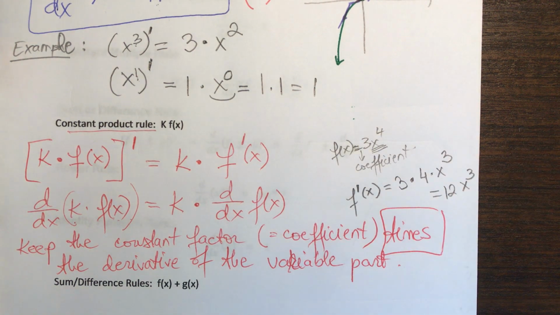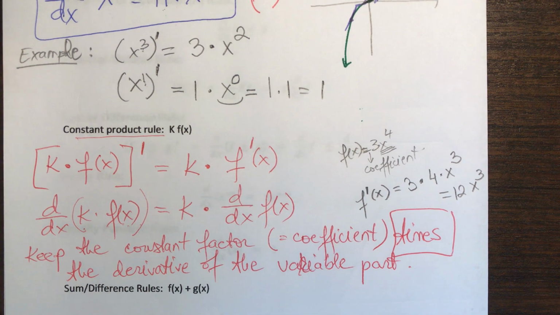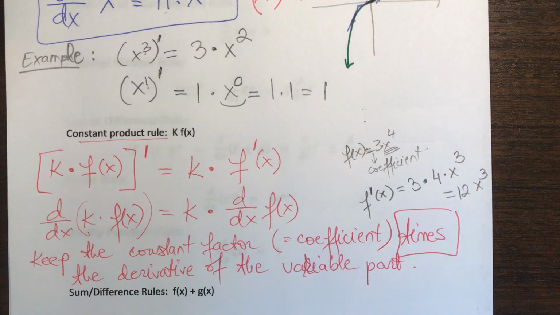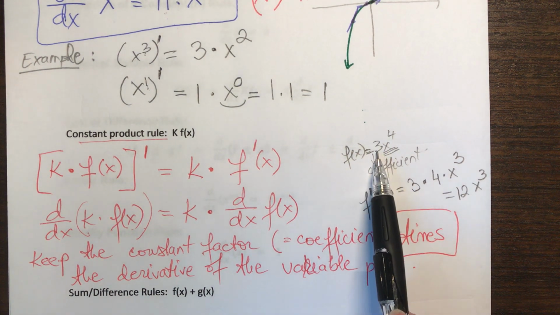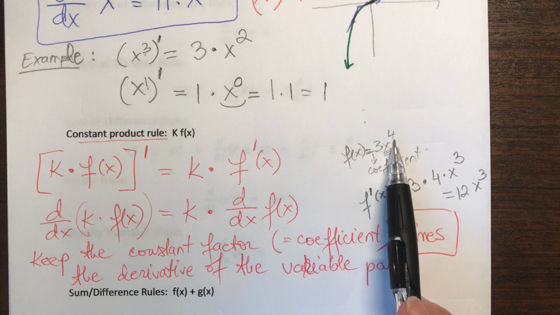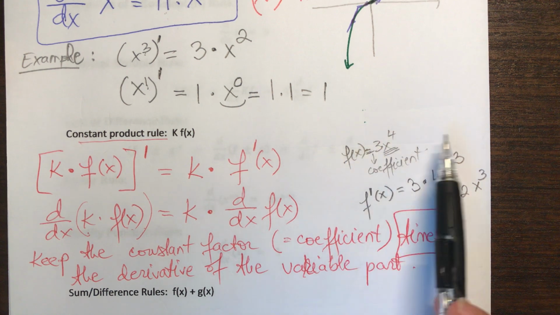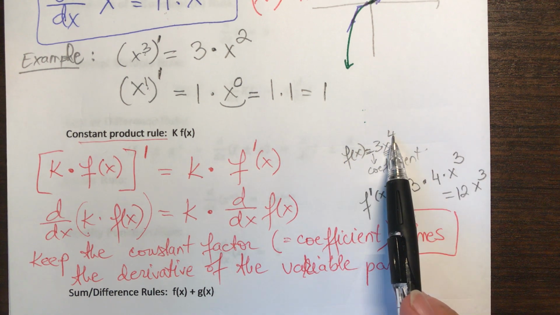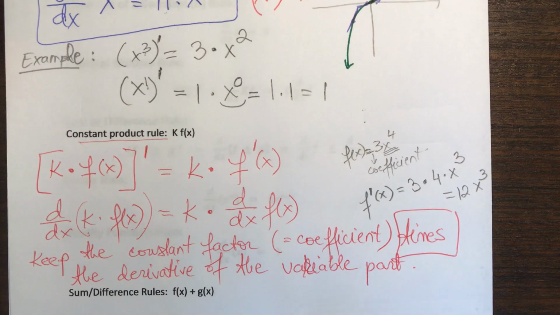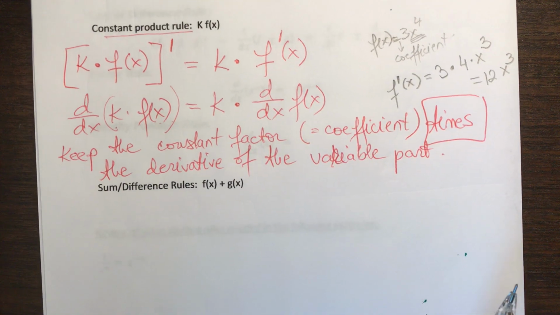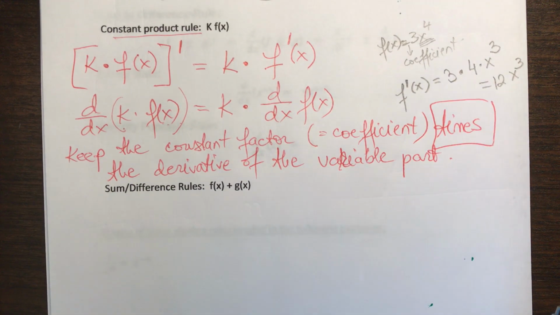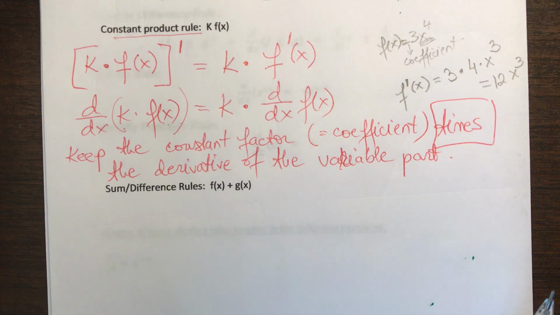Okay, you will be able to do this super fast with more and more practice. Again, what we're doing is we're keeping this 3, the 4 comes down and multiplies to this 3, and then I decrease the power by 1. So you'll be able to do this just as easy as 3 times 4 is 12, x to the third. Okay. And again, just a little practice. It's not a complicated rule.